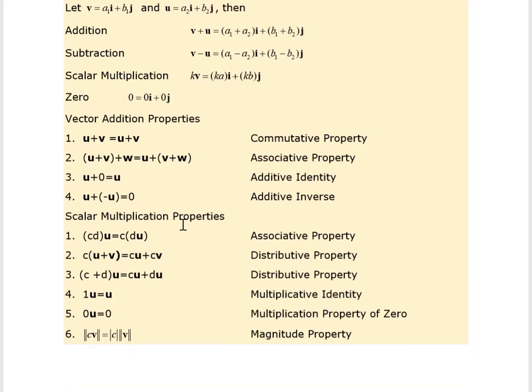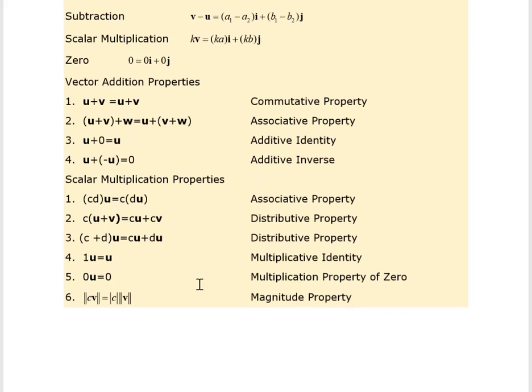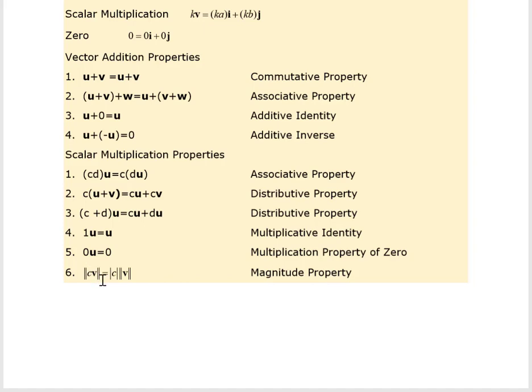The properties that hold true for vector addition: the commutative property, the associative property, identity, additive inverse. And the multiplication properties, same thing. For scalar multiplication, the associative property and the distributive properties hold true. The multiplication identity of 1 is still the same, and when you multiply something by 0, you get 0. You need to find the magnitude of a scalar times a vector. You take the absolute value of the scalar times the magnitude of the vector.